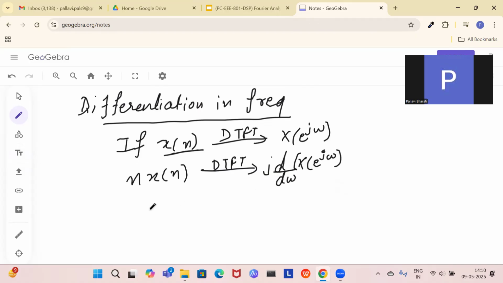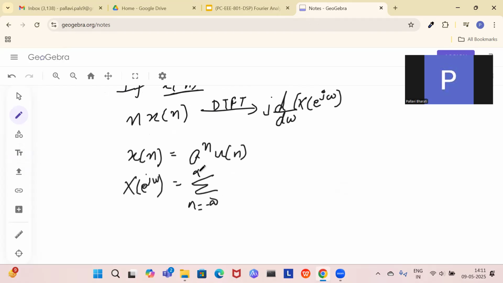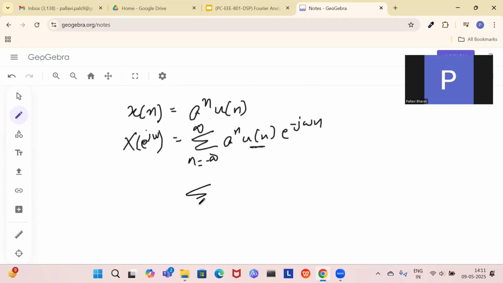So for this particular case, you have x[n] equals a to the power of n u[n]. We have already studied in the previous class how to find the DTFT of a to the power of n u[n]. You can go through the previous lecture, but if you have not, first write down the formula: the sum from n equals minus infinity to infinity of a to the power of n u[n] e to the power of minus jωn. Since it is u[n], the limits change: n equals 0 to infinity, a to the power of n e to the power of minus jωn.